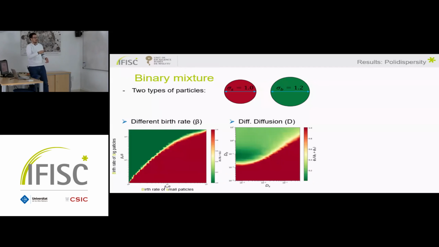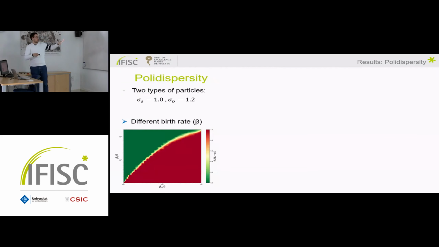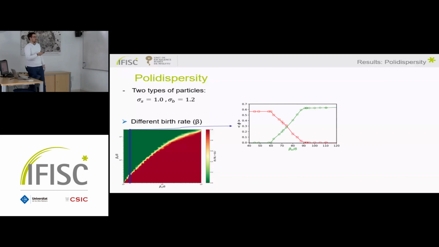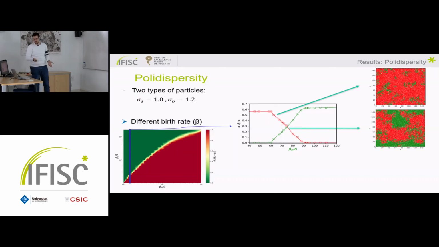Also, we can change the diffusion, that is better explained later, or the cell propulsion, that is the activity. Okay, we focus first of all on the different birth rate. If we fix the birth rate of the smaller particles and change the bigger ones, what we obtain is this: increasing the bigger one, going vertically, we go from only red particles, to coexistence, until we have only green particles. As is natural, in this case we have a lot of red and a little bit of green. And in this case, that is more or less 50-50, more than half of the system is green and red. And in the other case, almost all the system is green.